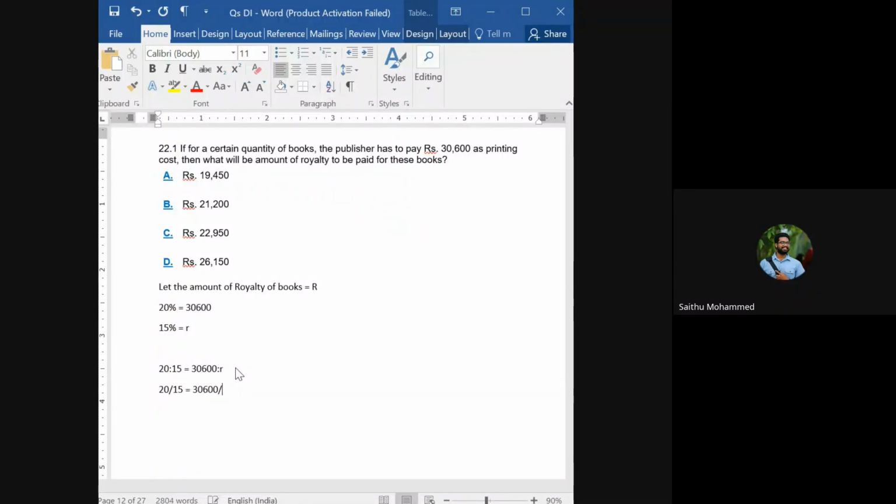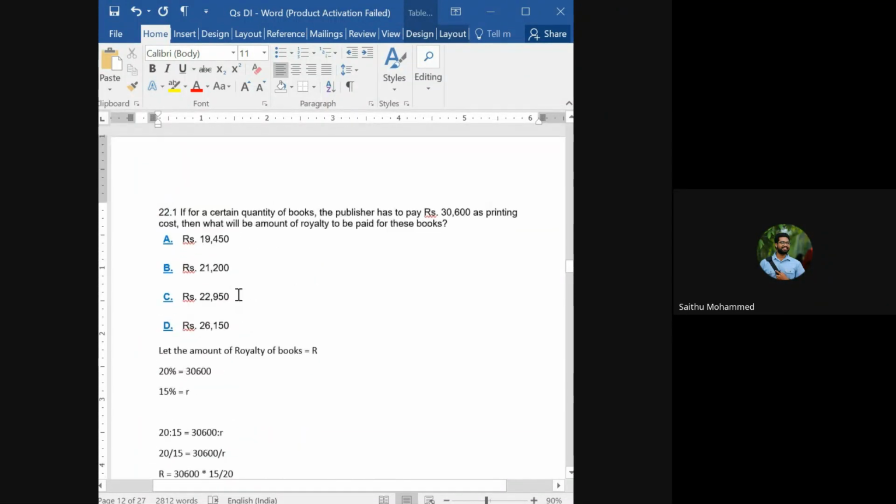So 20 is to 15, we can also write as 20 by 15, which is equal to 30,600 divided by R. Okay, so from that we can actually find R equal to nothing but 30,600 into 15 by 20. Okay, 15 by 20. So R equal to, solving, we will be getting rupees 22,950. Okay. So the answer is 22,950.